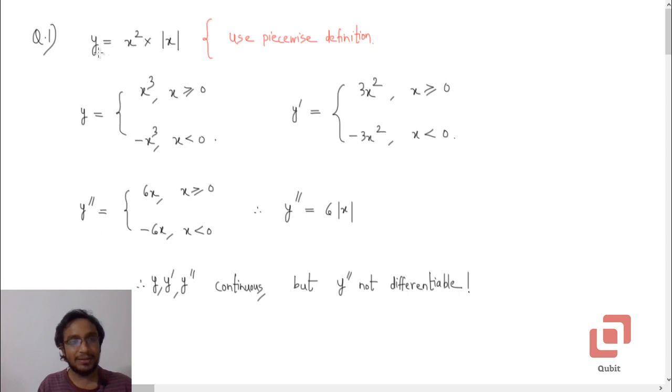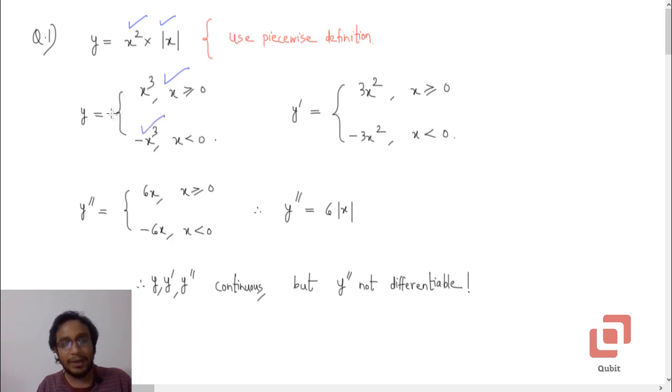In this question there was a function given which was the product of x squared and mod x, and it was asked whether the function and its derivatives are continuous or not. The best way to solve this problem is, because mod is involved, to split the domain and consider different definitions of mod x. If x is greater than or equal to 0, the function will be x cubed, and if it is less than 0, then the function will be minus x cubed.